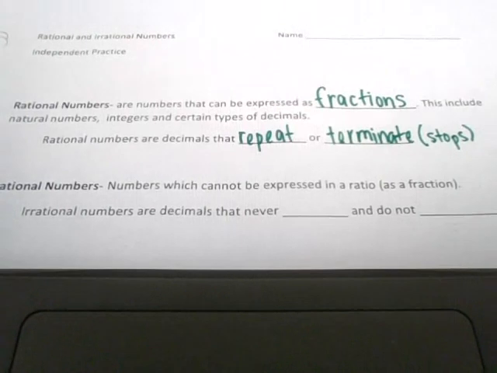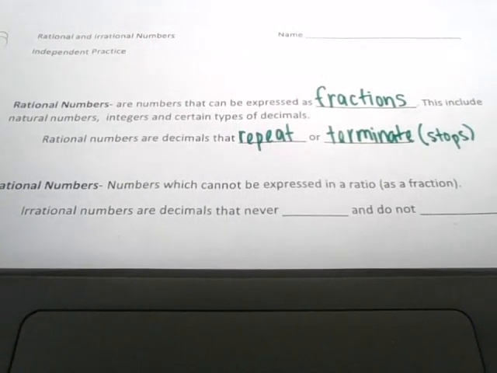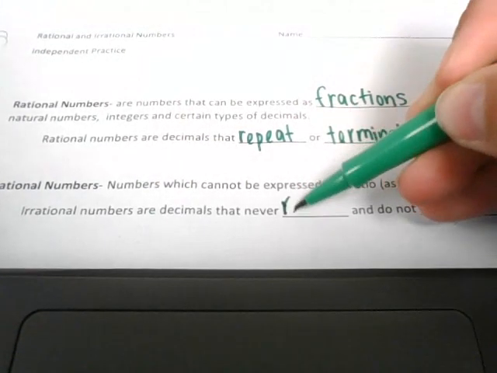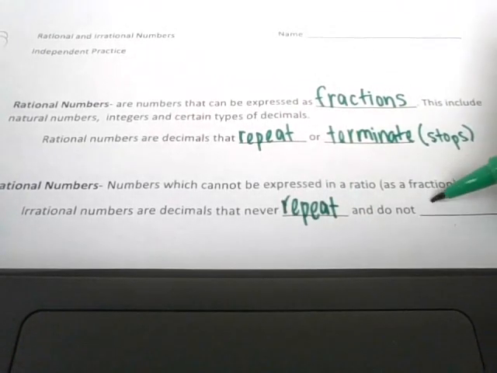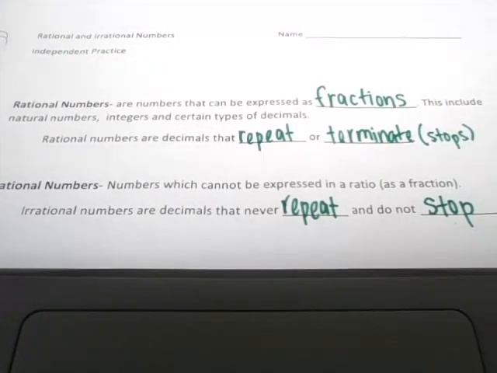Okay. Then we have something called irrational numbers, which are numbers which cannot be expressed in a ratio or as a fraction. So irrational numbers are decimals that never repeat and they do not stop. So if it's like 0.254791032 and it keeps going, that is going to be an irrational number.